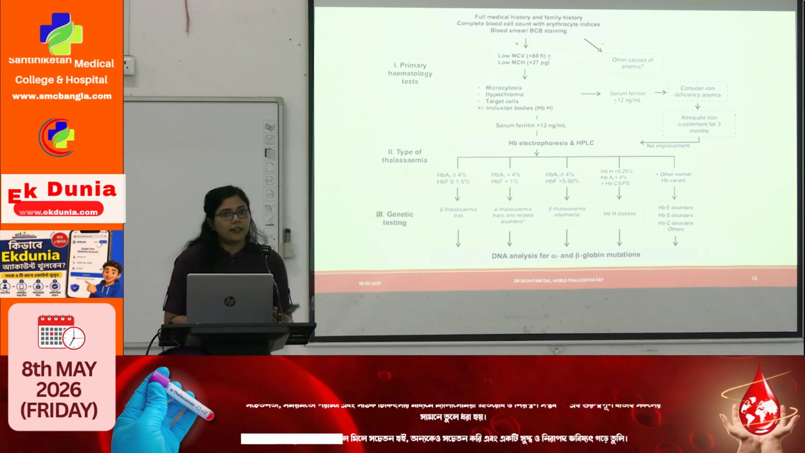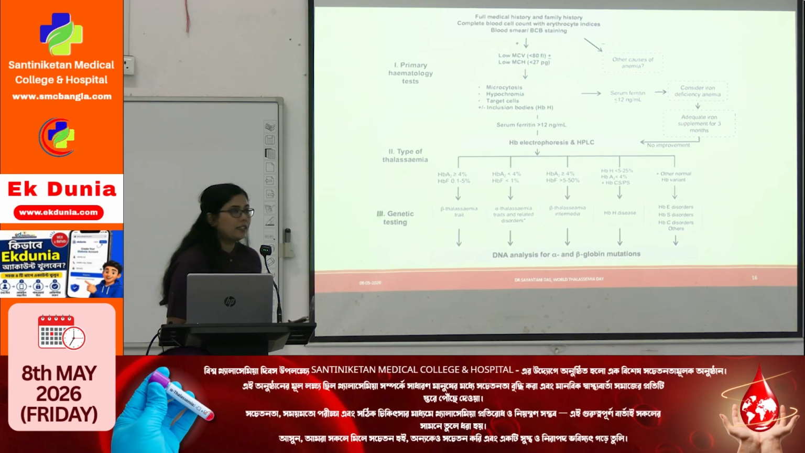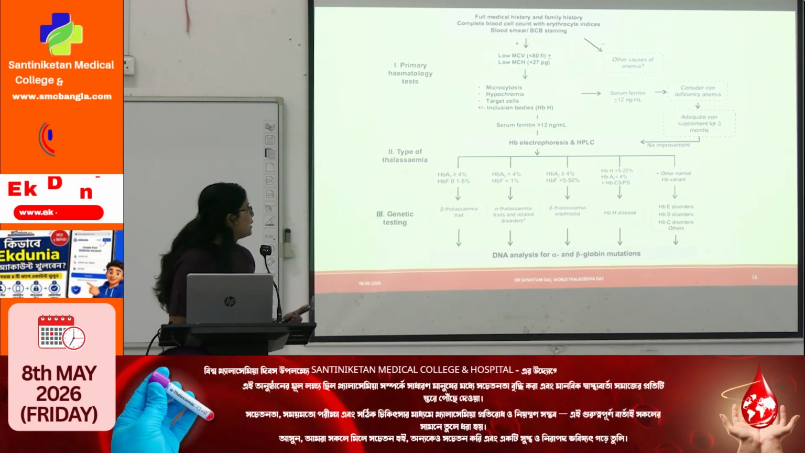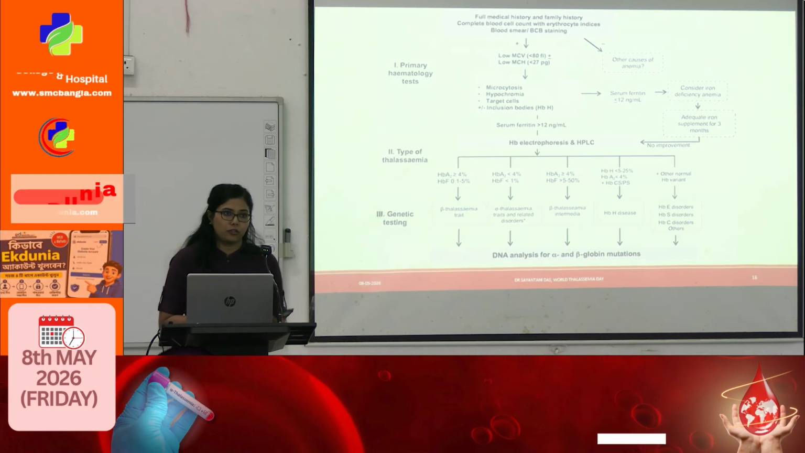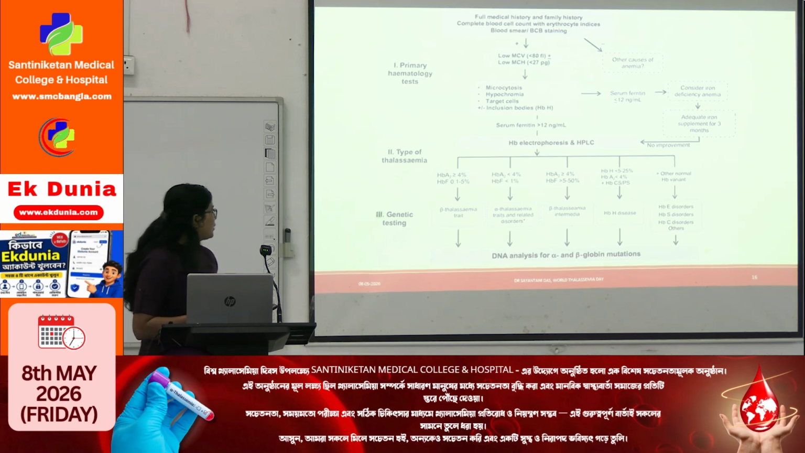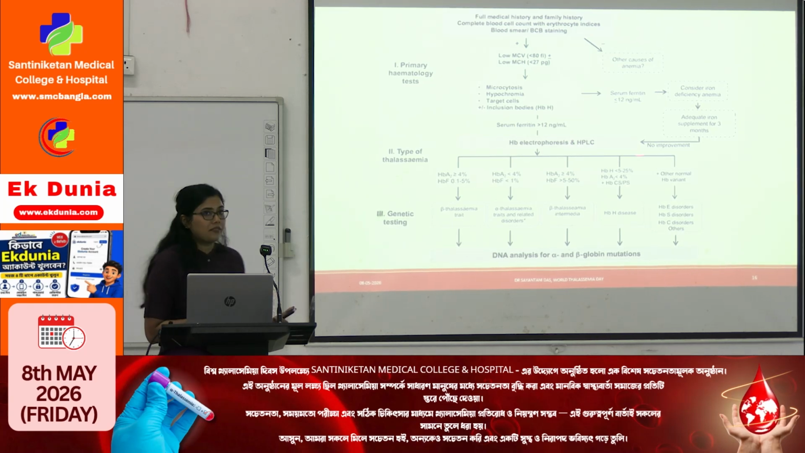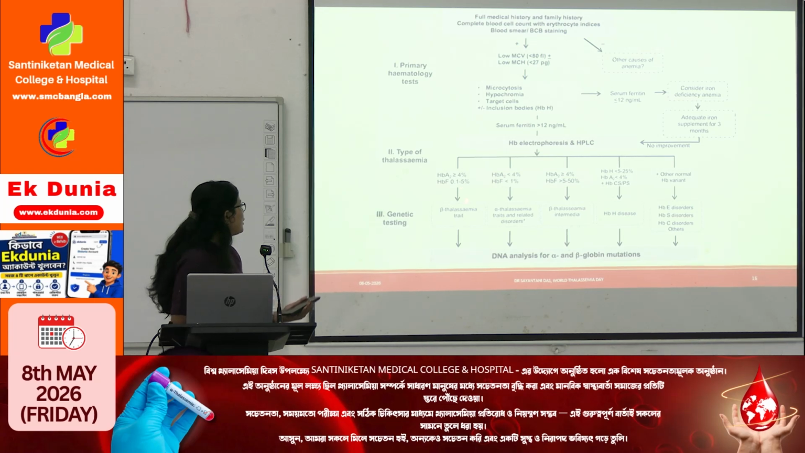Now, if iron deficiency anemia is suspected, the patient is given adequate iron supplementation for 3 months, and after that the test is repeated. If there is no improvement, then again we have to go for hemoglobin electrophoresis and HPLC. After this test, if the hemoglobin A2 level is more than or equal to 4% and hemoglobin F is 0 to 1.5%, we have to suspect beta thalassemia trait.